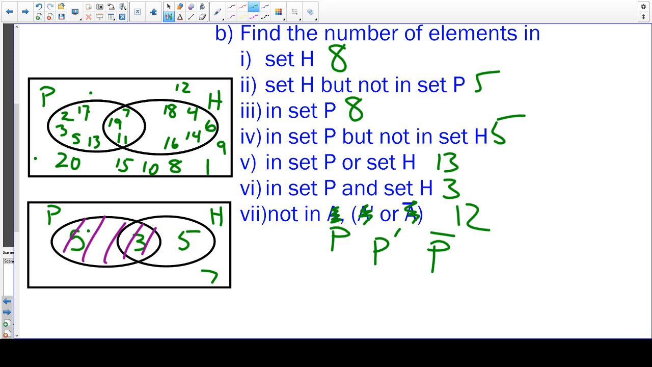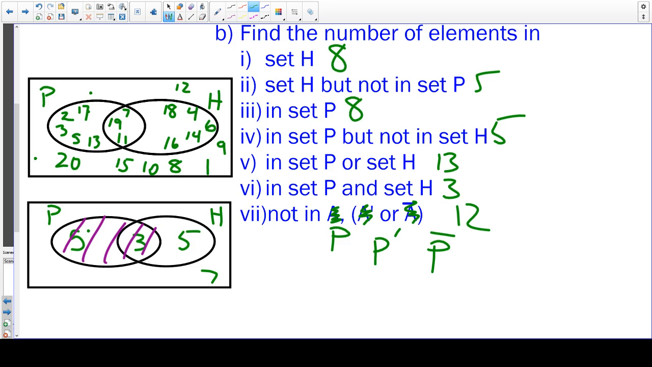Okay? So the idea of what's in here and here, it's a little different with Venn diagrams. The cool thing about Venn diagrams is it's visual. So you can see it, but you just have to be clear what's being asked so that you can answer what you're supposed to.